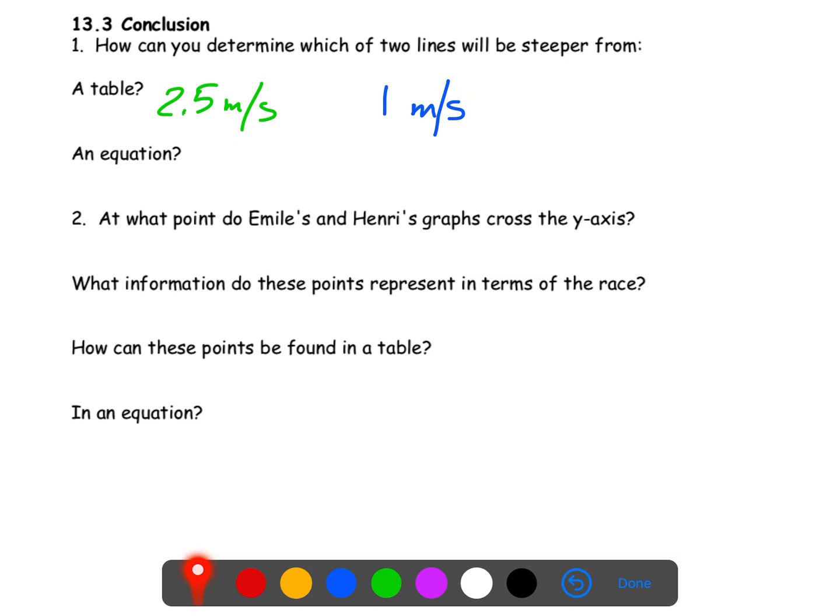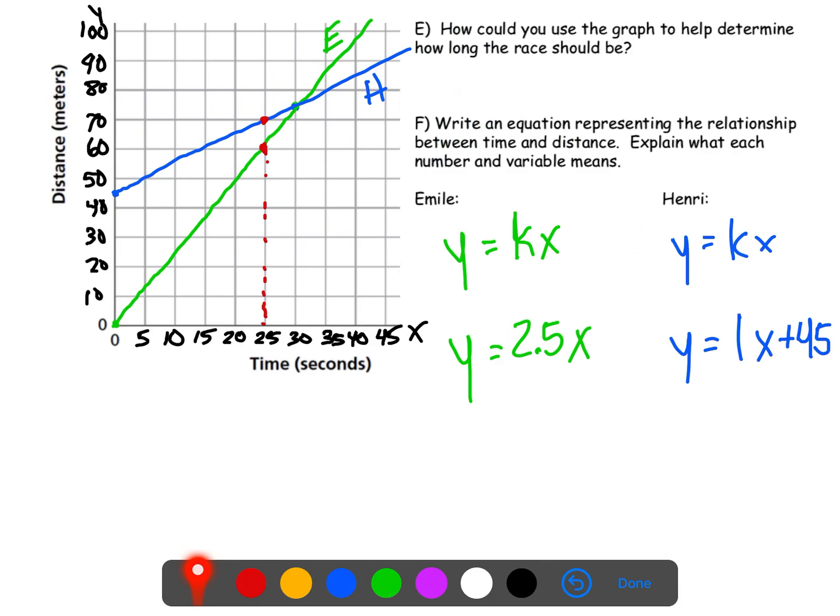Then it talks about the equation, same idea. So in an equation, how can we determine which of two lines will be steeper? It's going to be the one with the greater constant of proportionality. At what point do Emil and Henry's graphs cross the y-axis? Where do they intersect or cross the y-axis? If we go back to our graph, they were these 2 points. It's basically the ordered pair that has 0 seconds.